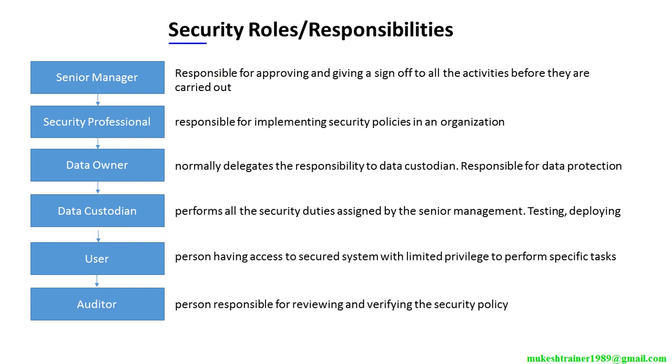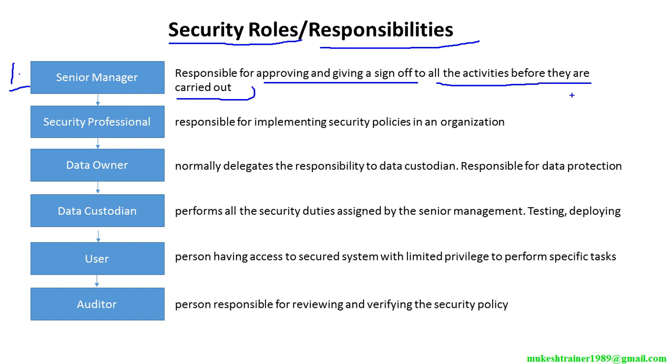Next is security roles and responsibilities. So there are roles and responsibilities for security. The first one is the senior manager. What is his role? He is responsible for approving and signing off on all the changes before they are carried out. So anything that needs to be done, he needs to give approval for that.